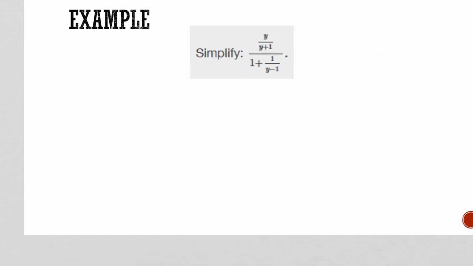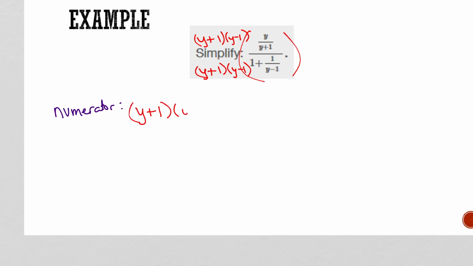Okay, so let's look at all of our denominators. So there's y plus 1. There's a 1 here. Remember, 1 over 1. And then there's a y minus 1. So our LCD is y plus 1, y minus 1. Okay, so that's what we're going to multiply the numerator and the denominator by. Okay, so I'm writing my numerator. And I'm multiplying times y plus 1, y minus 1, times y over y plus 1, okay?